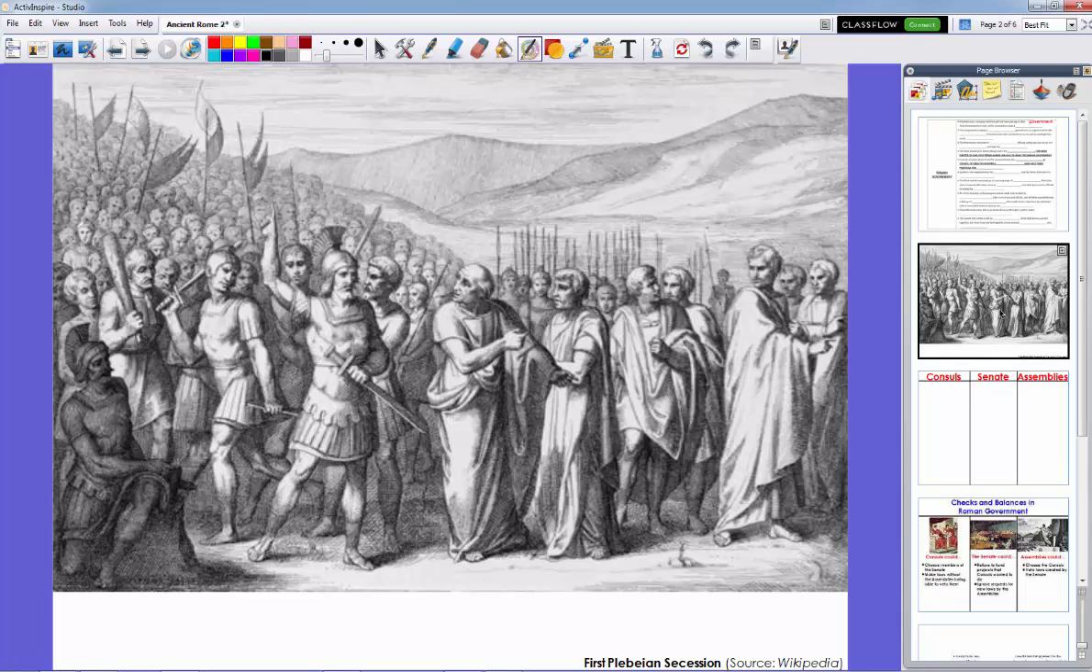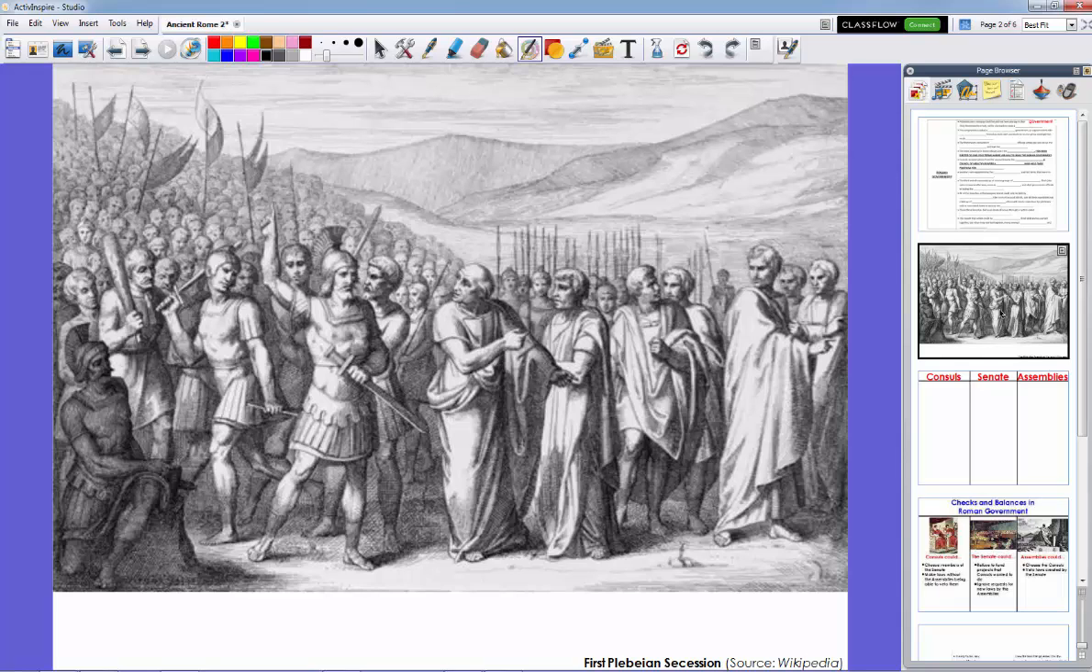Right here is a painting of the first plebeian secession, and so this is what happened. The plebeians mounted a strike. Now, whenever we think of a strike, we usually think of people standing outside of a business holding signs, asking for raises or some other industrial action. But the plebeians were fighting for political power, and their strike was a little bit different. In fact, a little more drastic than your average labor strike.